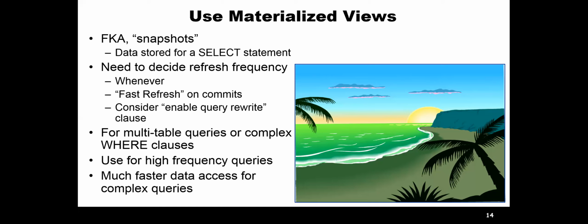And then you can decide when you want to refresh it. It could be on commit, which means every time you make a change to a table that's underlying that query, then the materialized view will load the new data. You can do a fast refresh, which is on a commit. And you can also do the enable query rewrite clause, which basically gives you the ability to, when there's a query done to a base table, if that query could be using the materialized view instead, it will query the materialized view, even though your query is written to the table. So that's a pretty powerful way to get use of the materialized view.